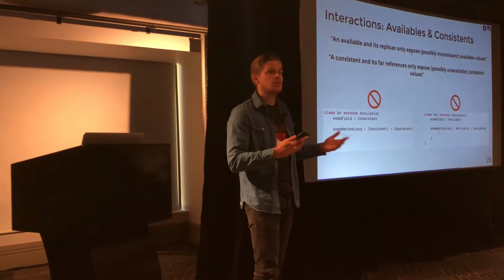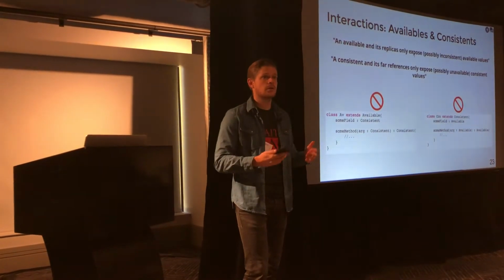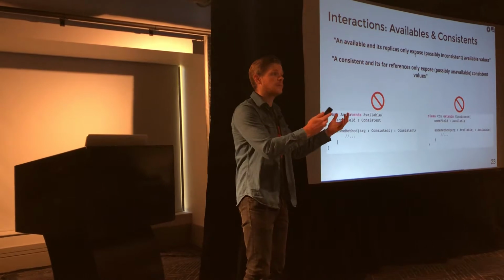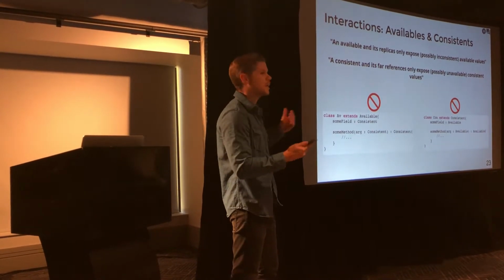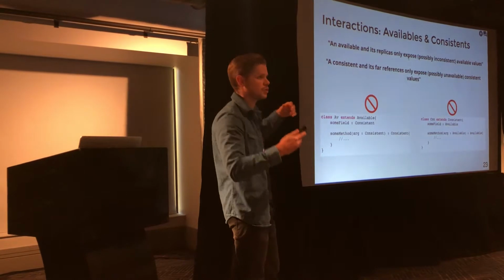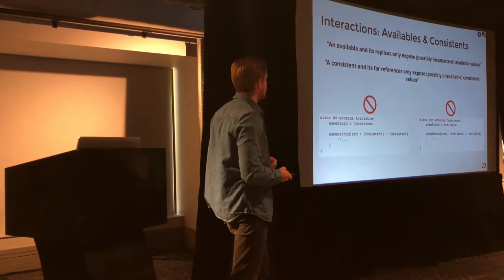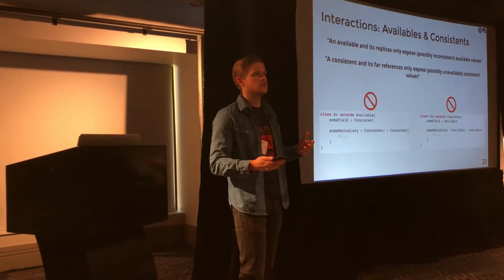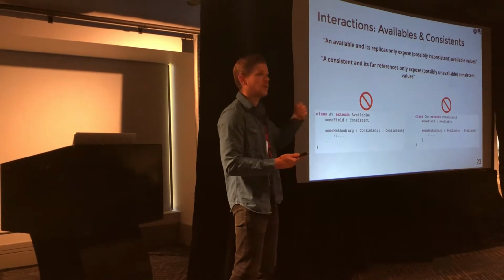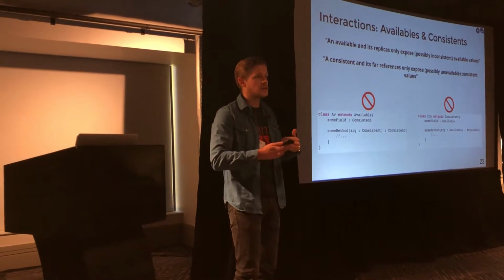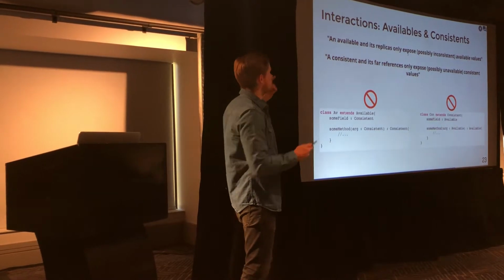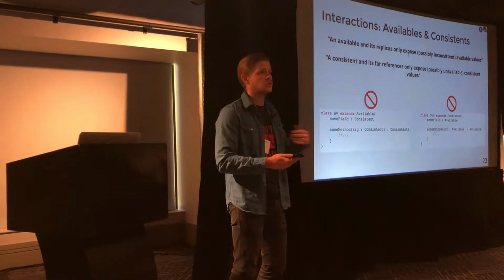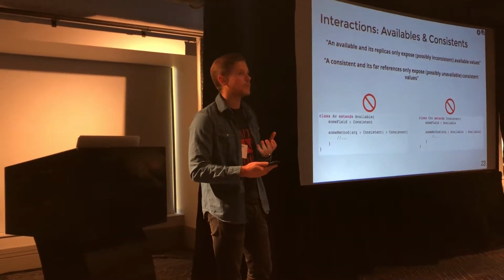So then the question remains, how do availables and consistents interact with each other? And again, the short answer here is that they don't. There's a clear separation of worlds. There's the available world and the consistent world. To give you an idea of why this is, I'm going to quickly repeat the mantra behind availables and consistents. The idea is that an available and its replicas only expose possibly inconsistent available values. Meaning that if I invoke a method on an available, or if I read the state, what I expect back is an available value. And conversely, a consistent and its far references only expose possibly unavailable consistent values. If I read the state or if I invoke a method, I expect to have a consistent value back.